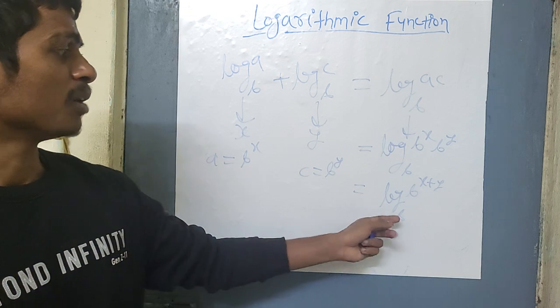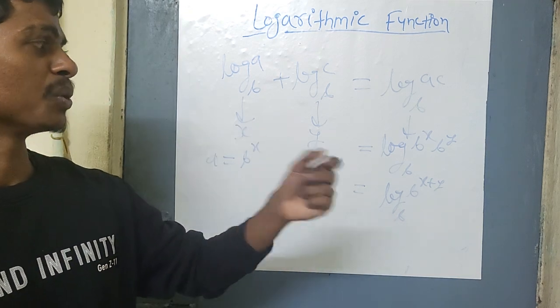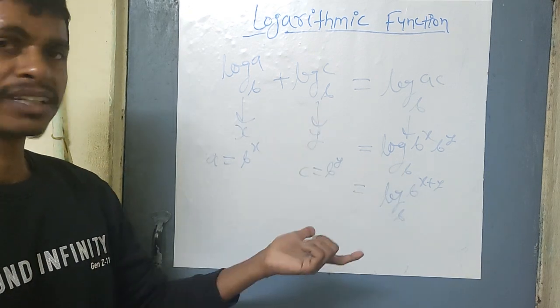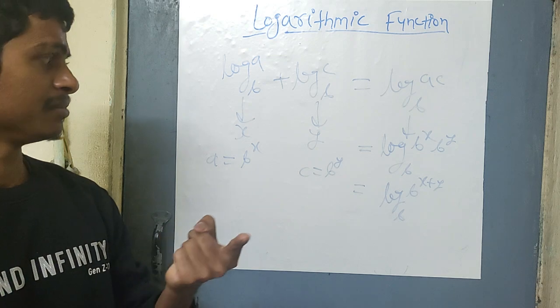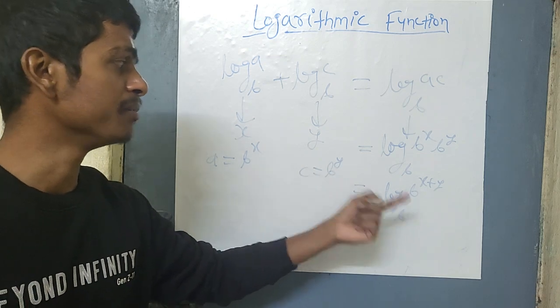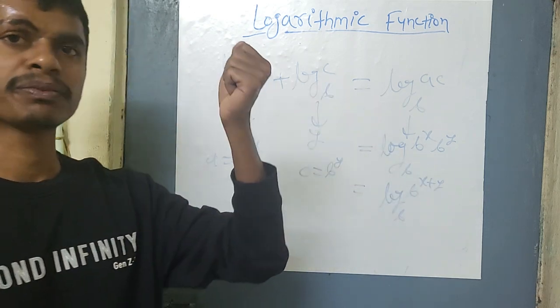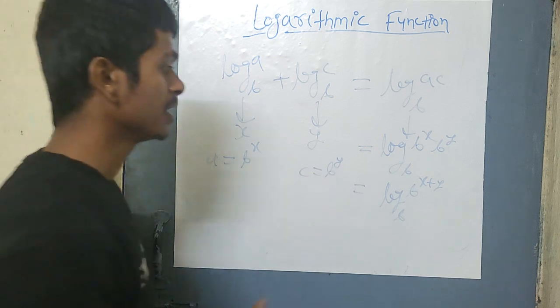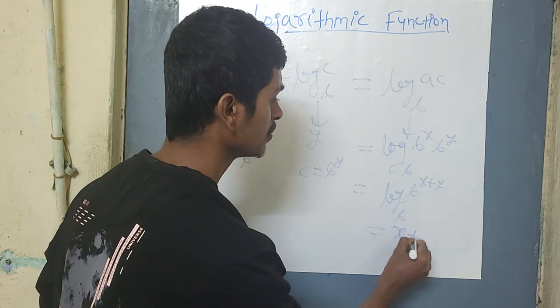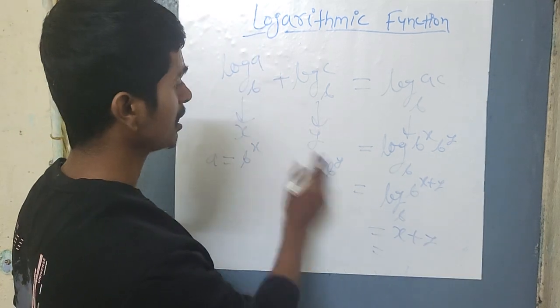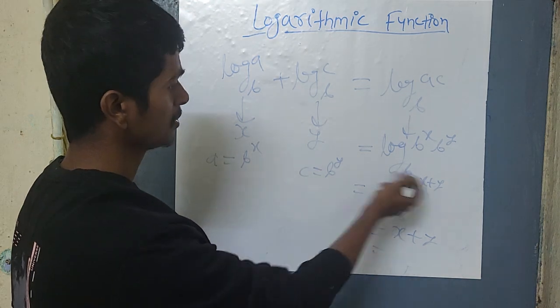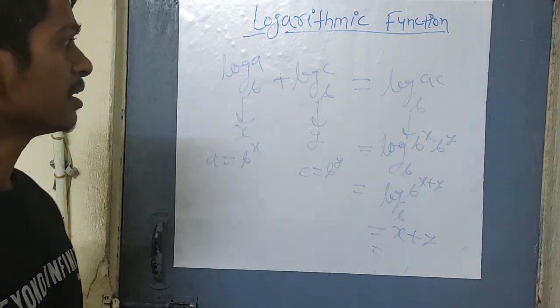It is clearly written: how much power you must apply on b to get b to the power x plus y. Obviously it is x plus y. And this x plus y was our LHS. So it's proved now.